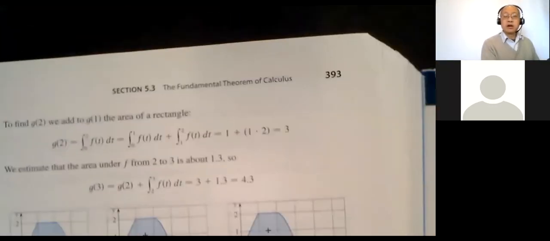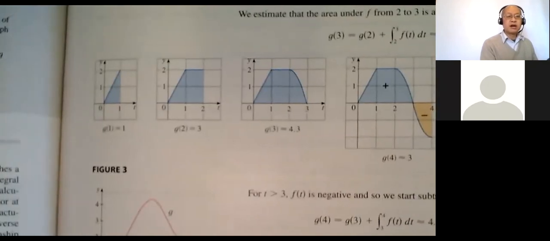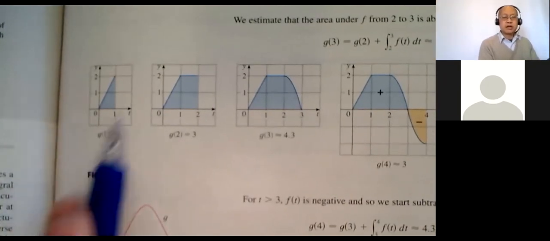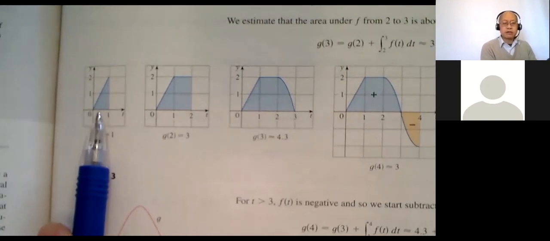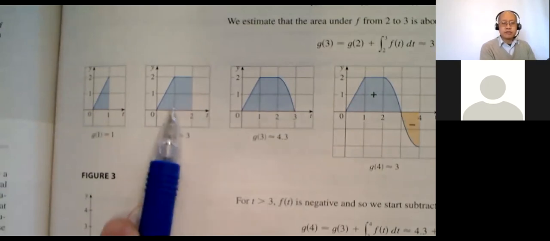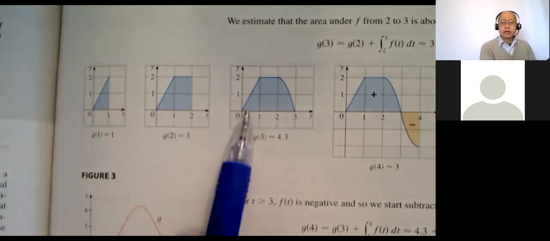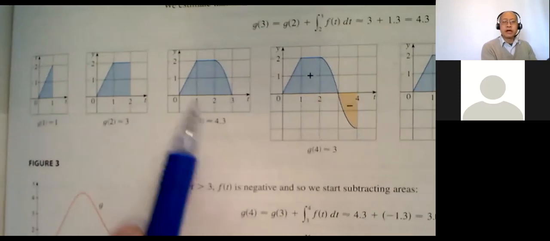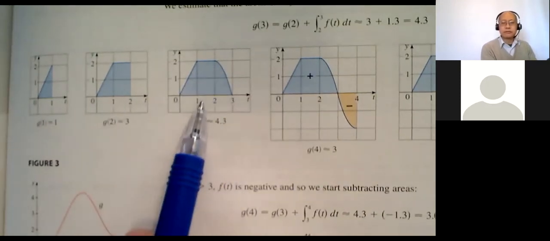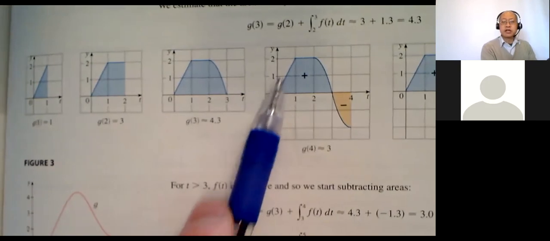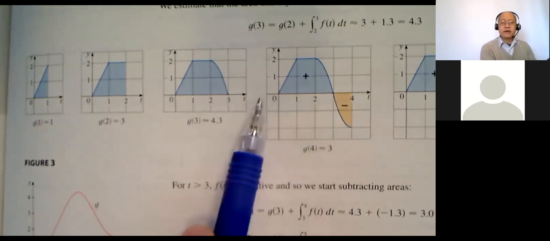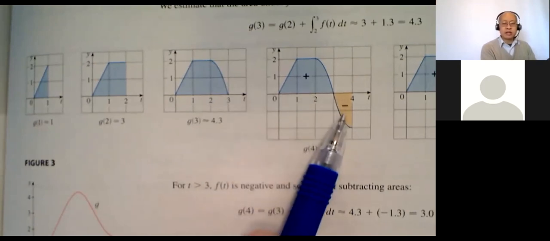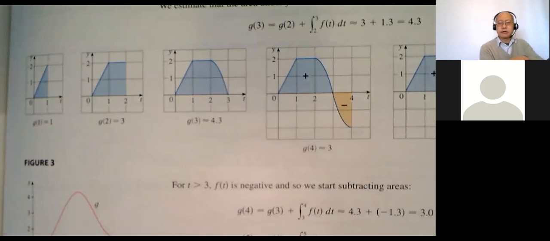Then I'll just show you this and then I'll quit. On page 393, here's a function. G of 1 is 1. That area is 1. G of 2 is 3. The area is 3. G of 3 is approximately 4.3. They can only say approximately because it's curved now. Here they say G of 4 is 3 because you've got positives and negatives. So you give me a number, I have a different value of the integral.